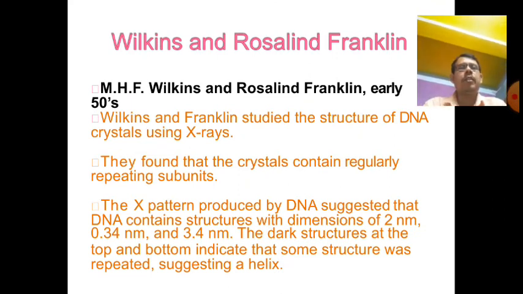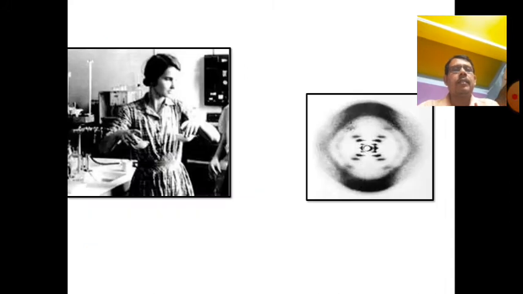Rosalind Franklin studied the structure of DNA crystals using X-rays and found the crystal contained regularly repeating subunits. The X-ray pattern produced by DNA suggests that DNA has a structure with dimensions of 2 nanometers, 0.35 nanometer, or 3.4 nanometers. And this dark structure at the top and bottom, with the inside structure repeated, suggests a helix.